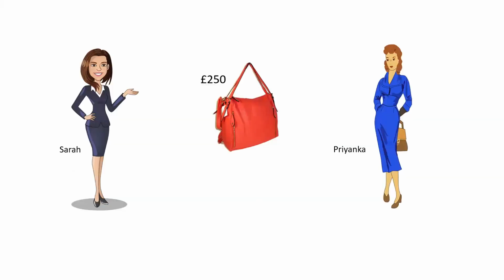So to explain briefly what has happened in this question, there are two people, Sarah, who is the owner of a shop, and she has displayed a handbag for the price of 250 pounds. And Priyanka is coming to the shop to buy this handbag, and she is asking Sarah whether she can get the handbag at 200 pounds. And Sarah is saying that she can only sell it for 220 pounds, but Priyanka disagrees and she walks away.